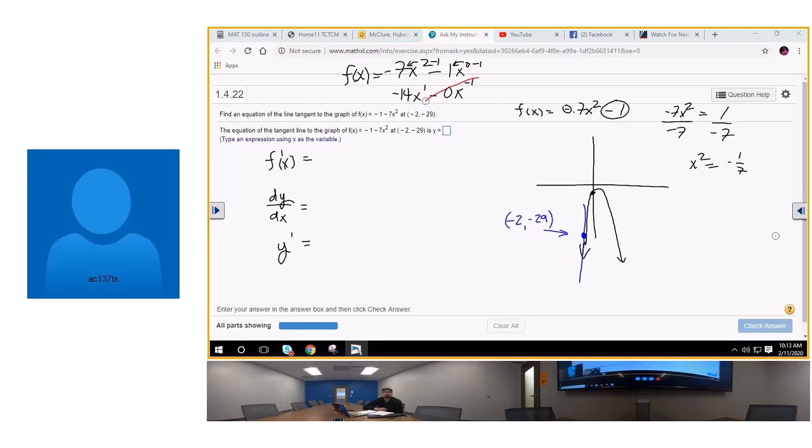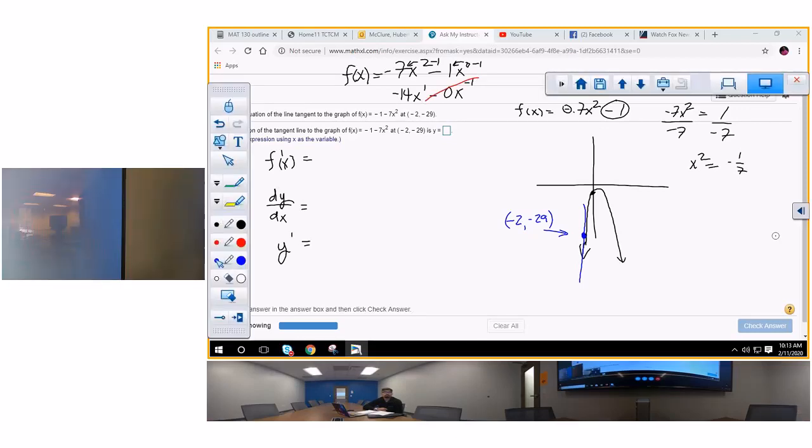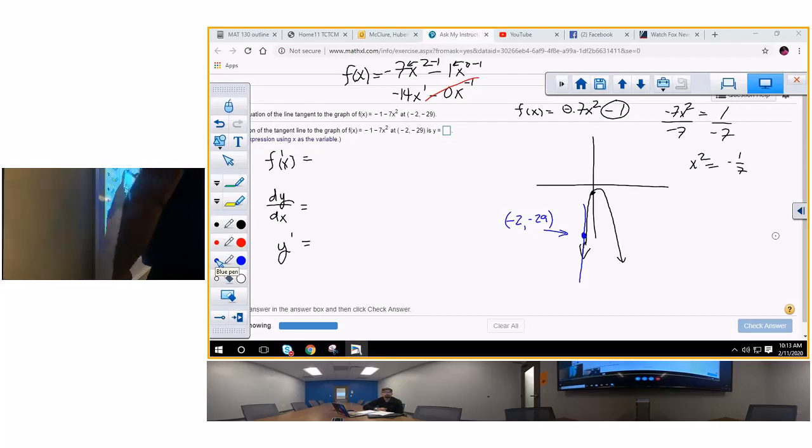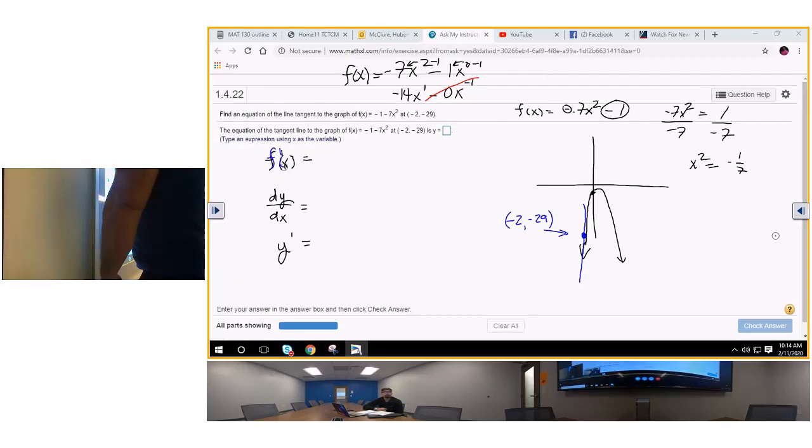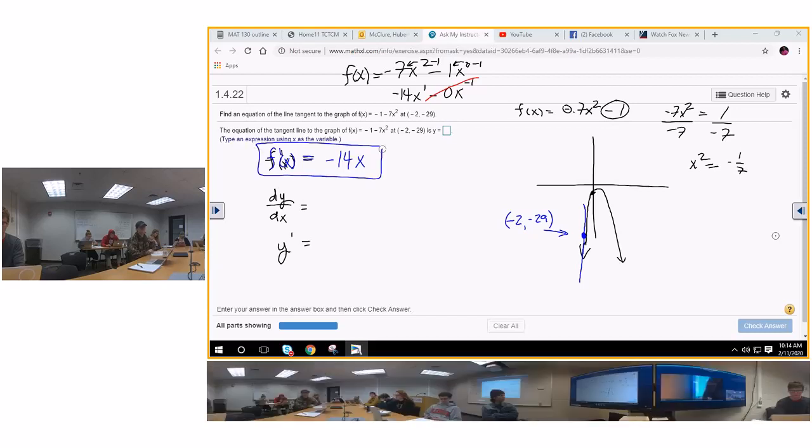So what is the equation? And I'm going to rewrite it as blue. I'm going to say f prime of x is equal to what? -14x. That should be your answer.